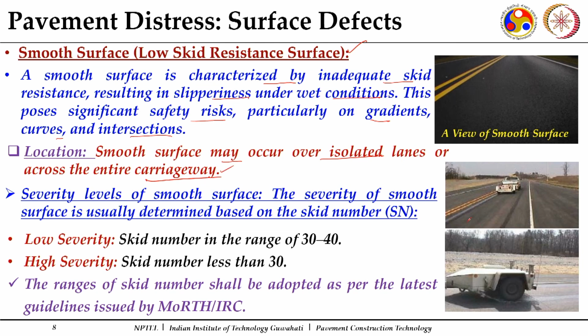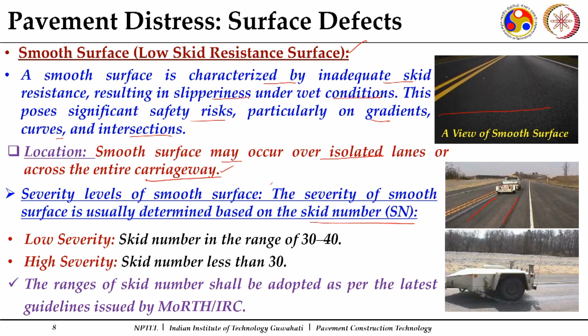Here you can see along the wheel paths, these smooth surfaces may be there, or it may be there along the entire width of it. So, this entire width may become smooth or slippery in this case. Again, severity levels of smooth surfaces are there, only 2 severity levels are mentioned, and that too in terms of the skid number. We have seen that a desirable skid number is 50. A good surface is expected to have a skid number of 50.